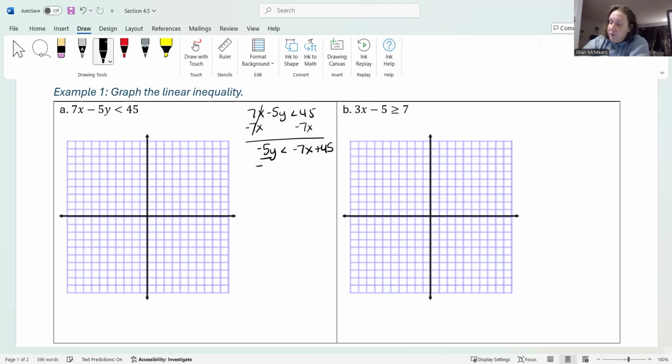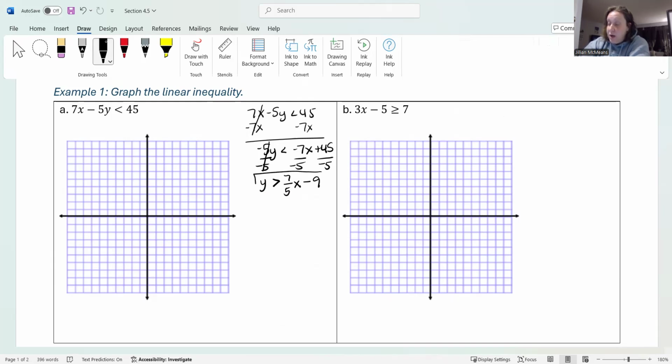So we're going to divide everything by negative 5. That's going to leave me with just a y on the left. And that's going to flip my inequality symbol, making it now greater than. 7 divided by 5, we're not going to write it as a mixed number or a decimal. We're going to leave it as a simplified fraction, but we do want to take care of the signs. Negative 7 divided by negative 5 is positive 7/5 x. And then 45 divided by negative 5 is minus 9.